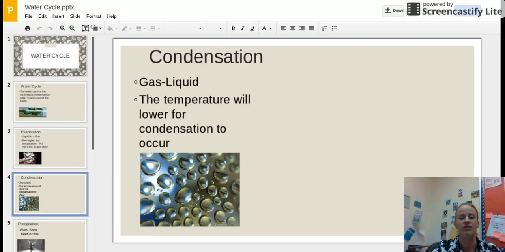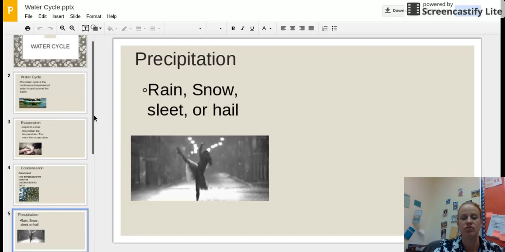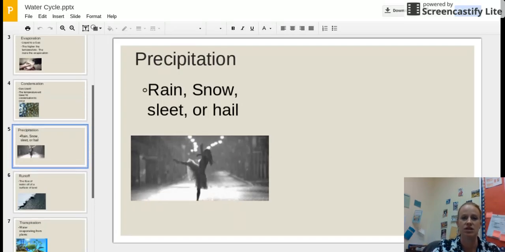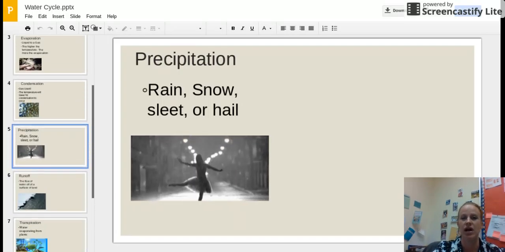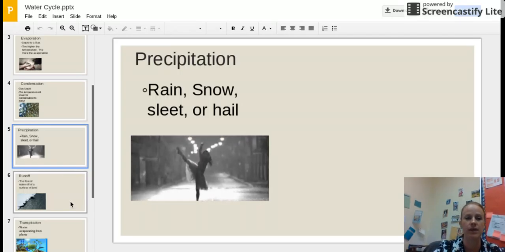The next one we have is condensation. So condensation is when it goes from a gas to a liquid, okay? And it has to have a little bit lower temperature for this phase change to take place. Next, another one that's pretty simple for you all, we have precipitation, which is just the liquid falling to the ground. This could be in the form of rain, snow, sleet, or hail.